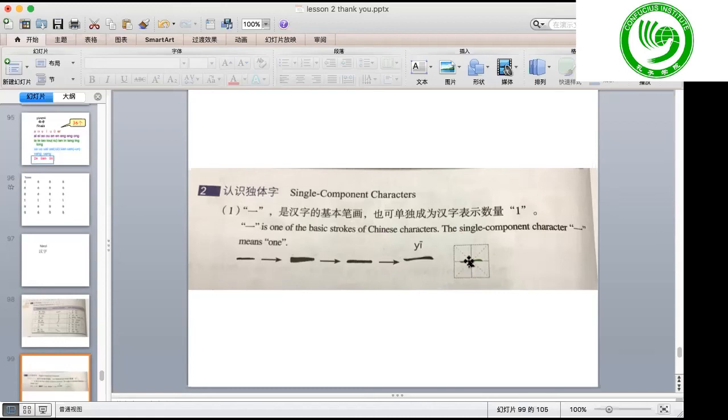So how to write this character? This character just has one stroke. This stroke is Heng, and this character is called Yi, means one. Easy, right? Just one stroke, and this character is Yi, means one. Shall we write it together? How to write a Yi? This is Yi, means one. Could you please write it in your notebook as well? This is Yi, just one stroke. Okay.